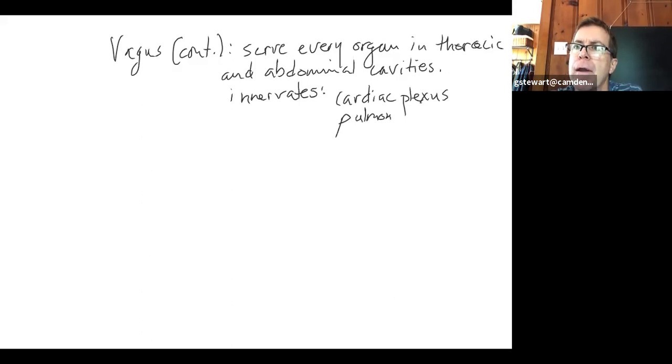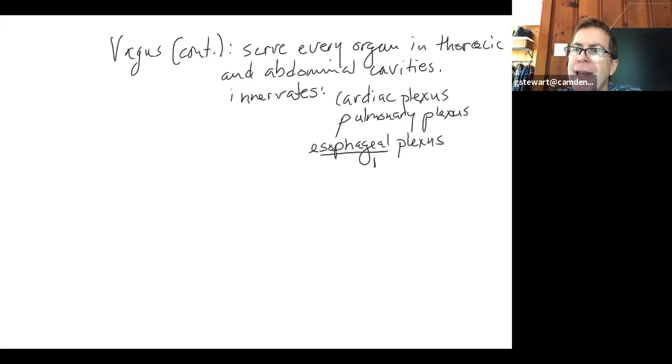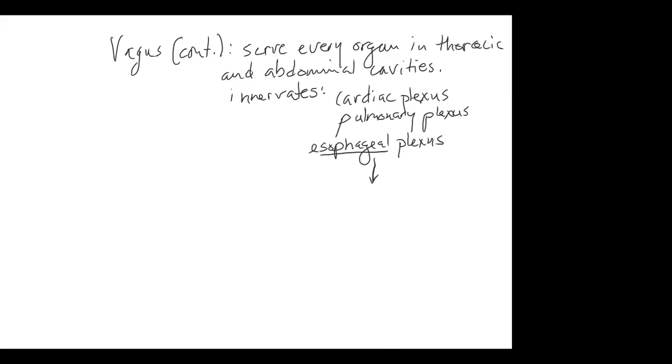The pulmonary plexus is just a nest of branches that serves the lungs. And then the esophageal plexus not only serves the esophagus, it sort of wraps around the esophagus, but then it extends down, sort of wraps around the aorta when it plunges into the abdominal cavity, and then serves most of our abdominal organs.